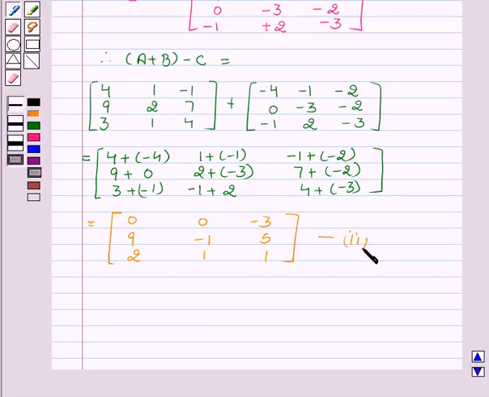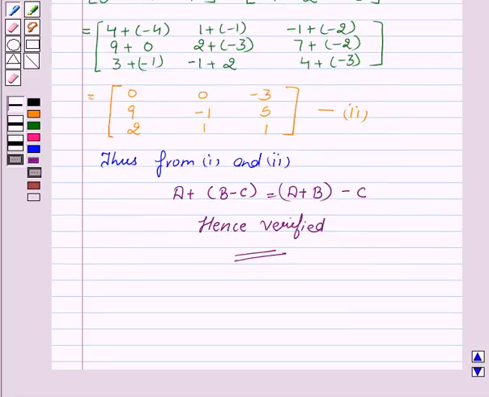Now, on comparing first and second, we came to know that A plus (B minus C) equal to (A plus B) minus C. So, this is verified. A plus (B minus C) equal to (A plus B) minus C, hence verified.